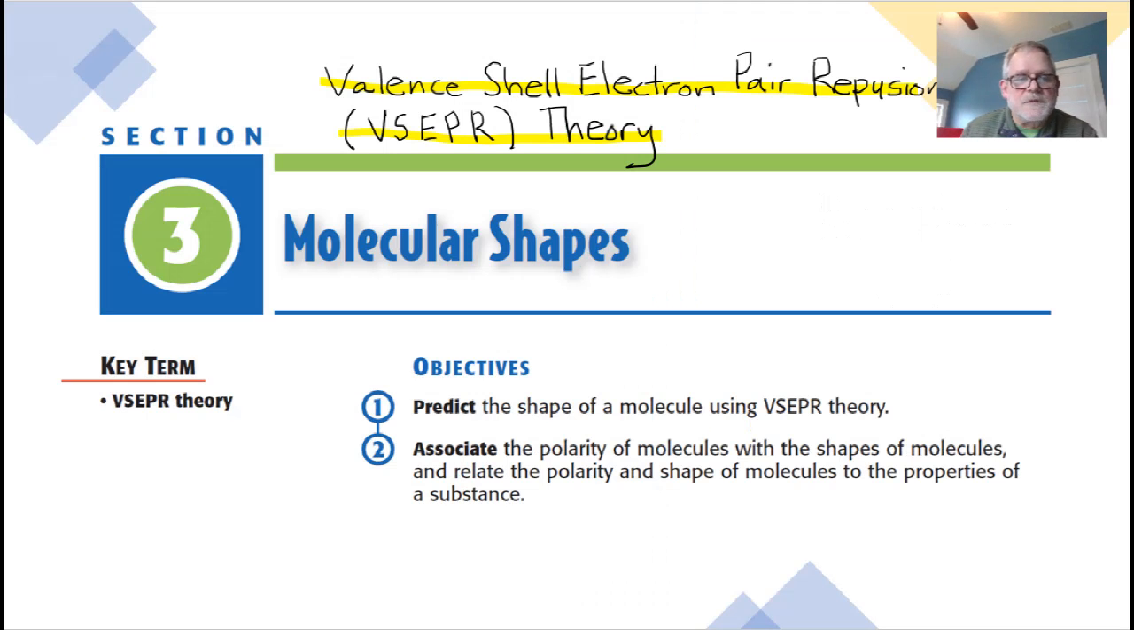So our learning objectives: we're going to learn to predict the shape of a molecule using VSEPR theory, valence shell electron pair repulsion theory. And then we're going to associate the polarity of these molecules with the shapes of the molecules. Based on the shapes and the atoms that are inside the molecules, we'll be able to determine the polarity. And using this information on polarity, we'll be able to predict the properties of these substances.